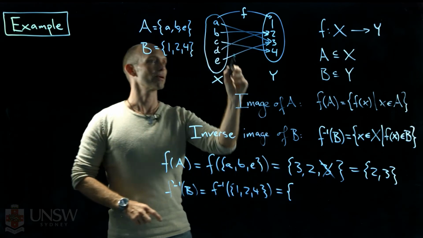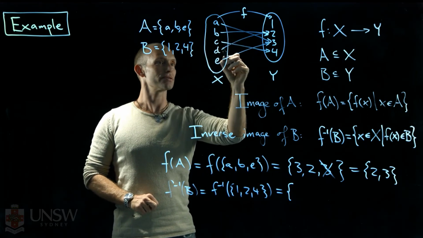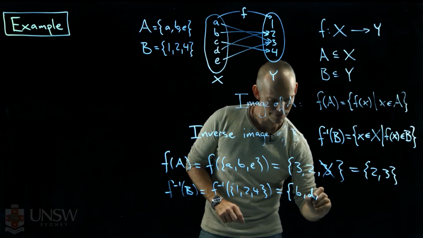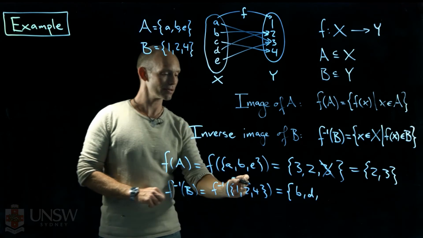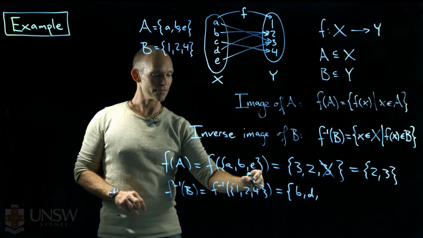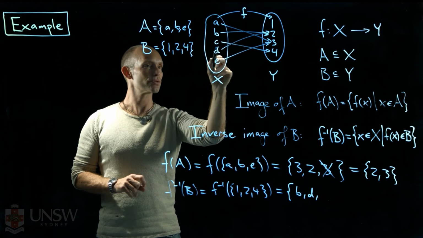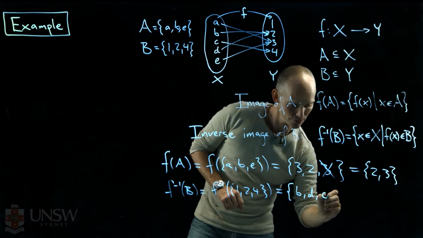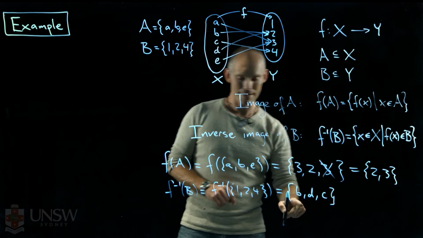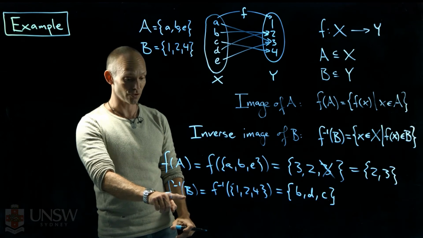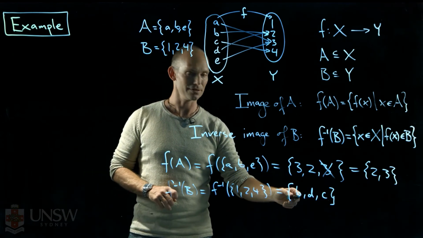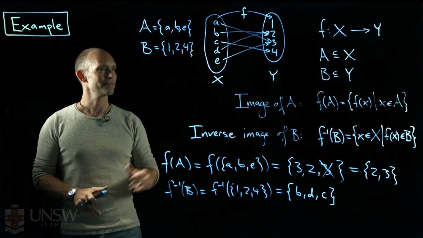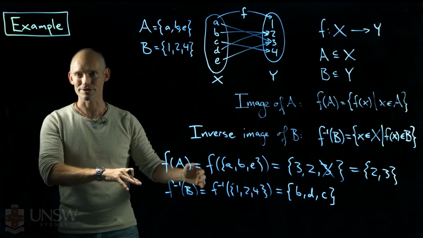What about 2? Well, we have that b and d have function value equal to 2. What about 4? That's the third value we're looking at, and we're asking which elements have 4 as their function value, and that's just the element c. So here we have our inverse image of B. It's the elements b, d, and c.